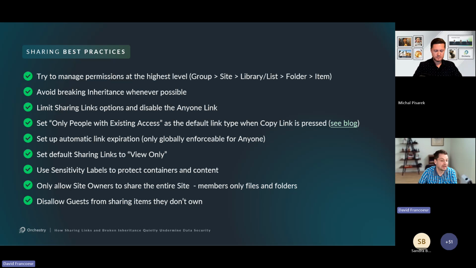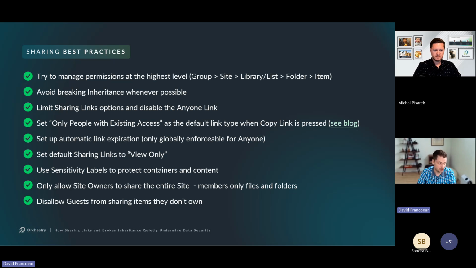All right, let's talk about some best practices. Some of them people have already been kind enough to share in the chat here, and this is kind of our summary of the heavy hitters. Obviously, we try to follow Microsoft's guidelines here, sharing and managing permissions at the highest level, working your way down, best to do it at the group level or the site level. Again, though, this is not easy, right? Try to avoid breaking inheritance wherever possible. Again, caveat being when you're sharing links, sometimes this is happening without your direct knowledge. Limit sharing link options and disable the anyone link, as we've talked about, at least at a tenant level. It should be disabled and only enabled on a per case basis, right?